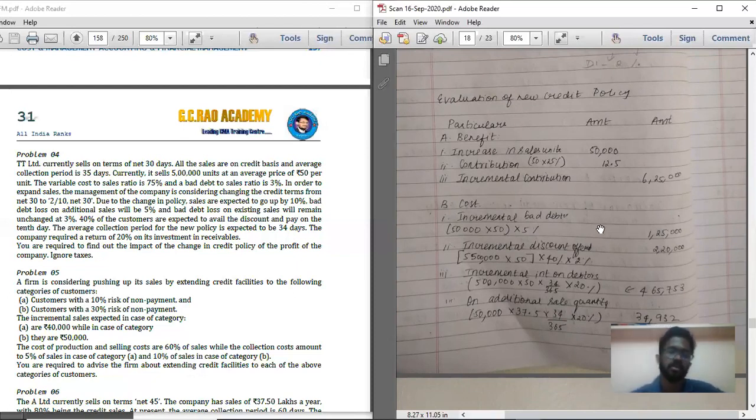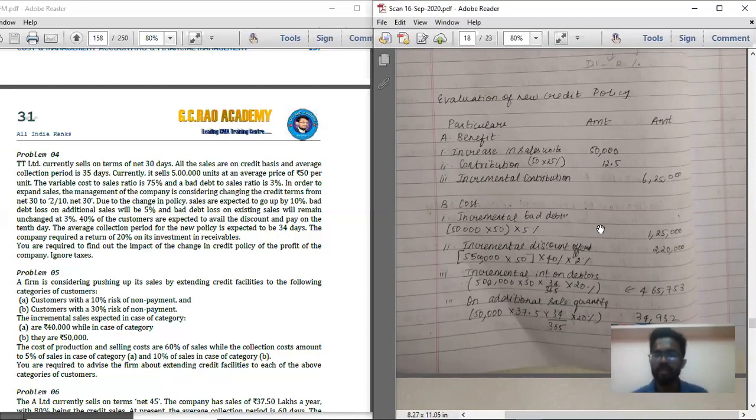And below that, small Roman number 2, incremental discount offered. Because of giving this discount, and because 40% are paying before the 10th day, you are giving a 2% discount. And that 2% discount is a cost to us. So the incremental discount offered also forms part of incremental cost.